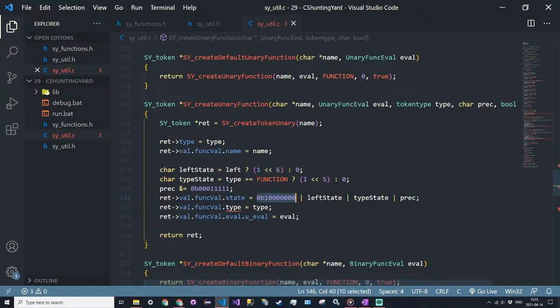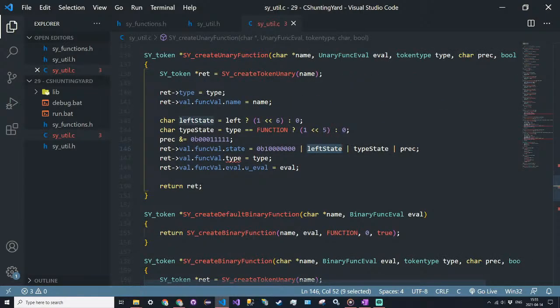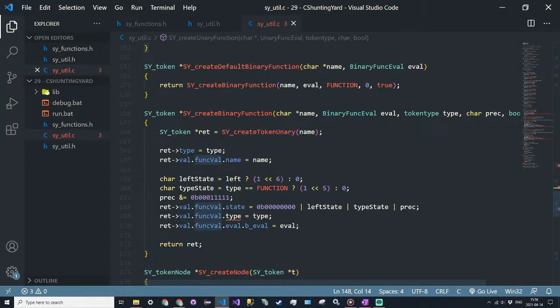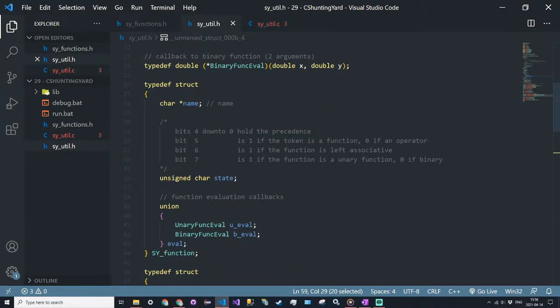So we bitwise OR the 7th bit, which is always active because this is unary, with the 6th bit, which may be active or not, and the 5th bit, which may be active or not, and then precedence, where we clear out the last 3 bits so it doesn't interfere with the state. Set the type, set the union evaluation callback to whatever we pass in. And then something similar with the binary function, where we do the same bitwise OR stuff, except the 7th bit will now be deactivated since it is binary, and that is the corresponding value in the state here.